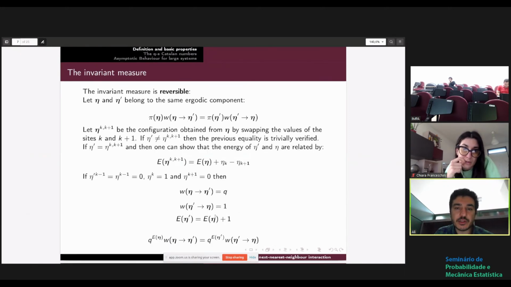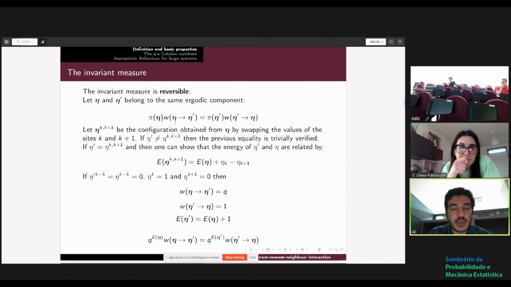Okay, the invariant measure. Why? First, 2 questions: why is this an invariant measure? Second, what I claim is that this is a reversible measure. If you take 2 configurations of the system, you can prove that they can be related by this equality, which is the property of reversibility. But this also proves that this measure is a stationary one, if you can prove that. But how do you prove this?